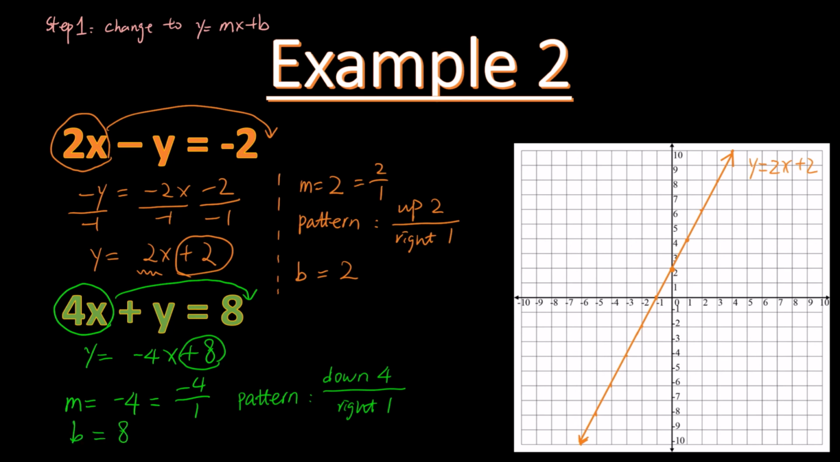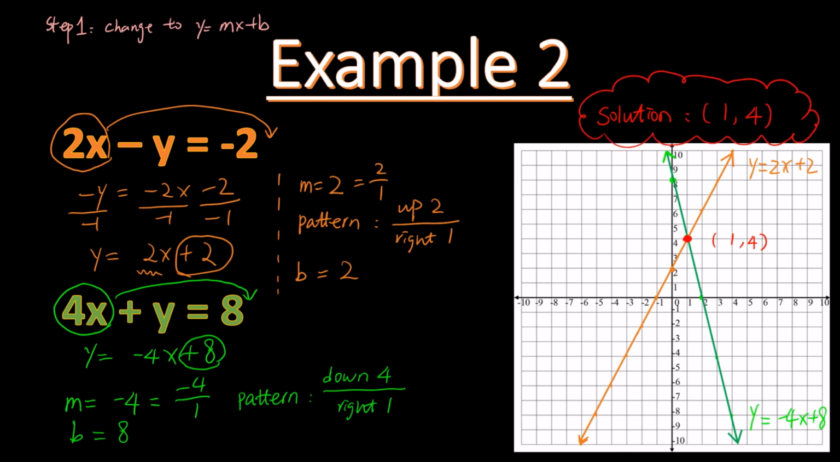And now we can graph. We start with the y-intercept. We find the point 8 on the y-axis and follow the pattern down 4, right 1, down 4, right 1, down 4, right 1, and try to have as many points as you can. And then we connect these points and write the equation next to the line. These two lines intersect at a point, so that means there is only one solution. We write the solution as a coordinate point, so the solution is 1, 4.